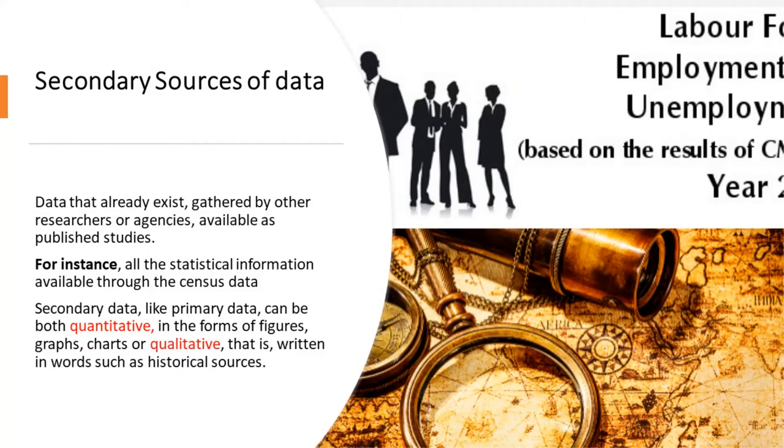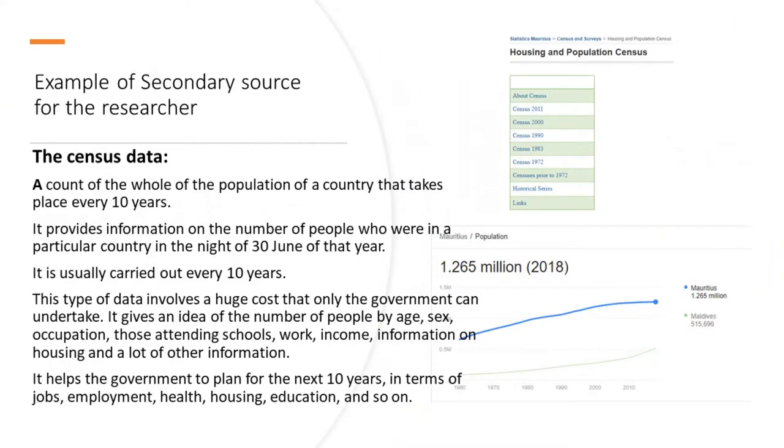Secondary data, like primary data, can be both quantitative, that is in the form of figures, graphs, charts, or qualitative, that is written down in words, such as historical sources. We'll be looking at each one of them separately and the uses, advantages and limitations of each type of these data. Let's now look at some of the examples of secondary sources of data.